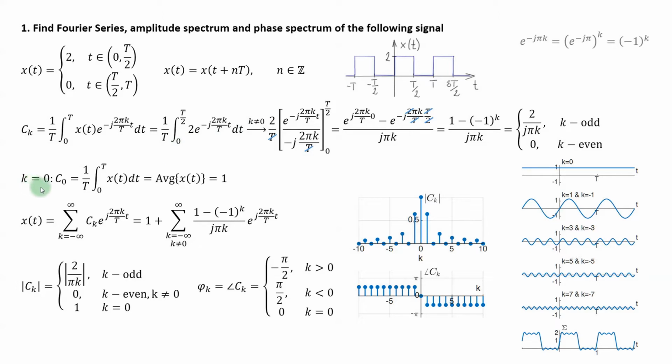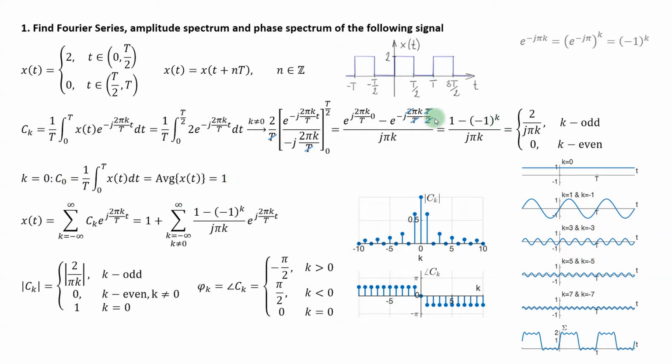When k is equal to 0, that is when I'm looking for the coefficient c sub 0. Based on what I told you in the lecture, I need to evaluate this integral, which is actually the average of my signal. You can actually crunch this integral and do it analytically, but just by looking at this signal, it is pretty obvious that the average is 1. So the coefficient c sub 0 will be equal to 1.